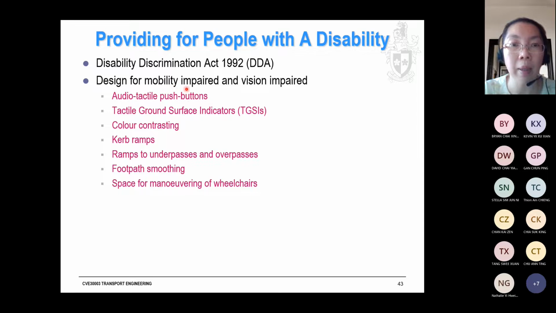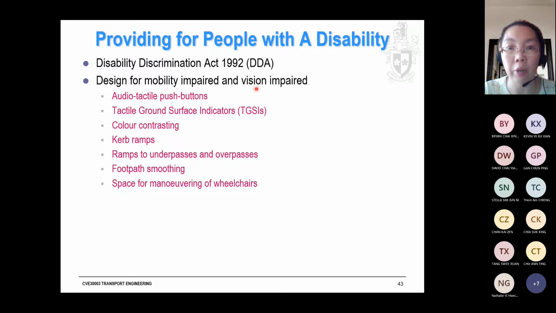Mobility impaired means they have difficulty moving around, maybe people in a wheelchair, or people who have walking difficulties. And visually impaired persons have difficulty seeing. Not necessarily blind, but sometimes they don't have very clear vision. So all these categories are included. When we design for these two categories of users, we have to put in audio tactile push buttons.